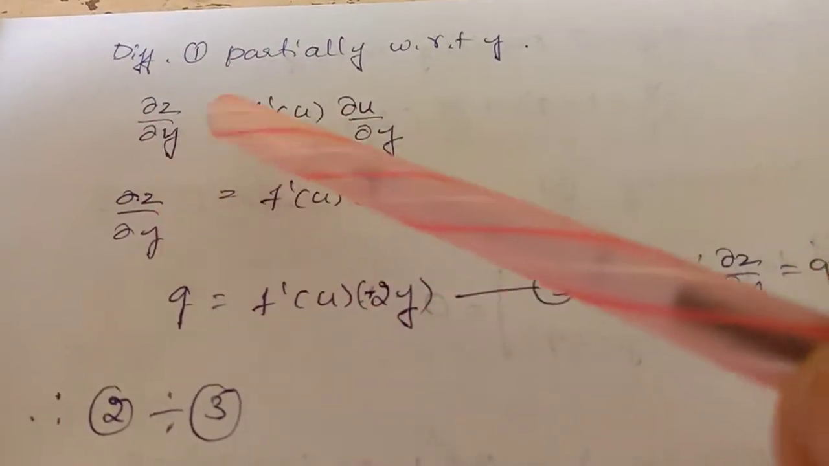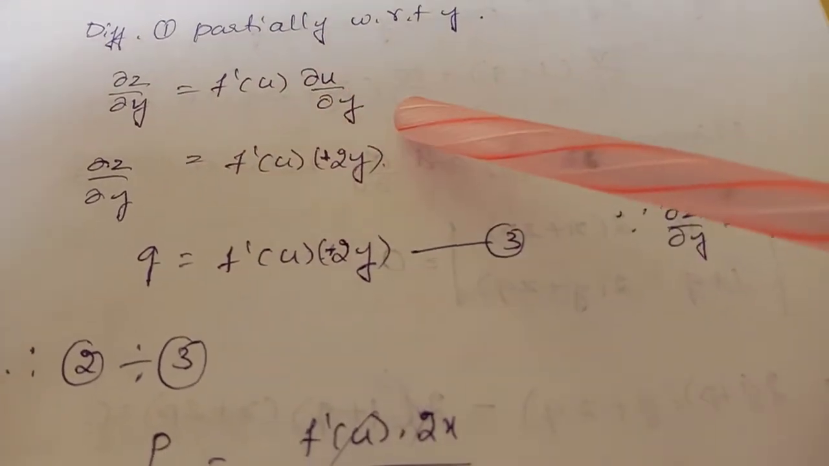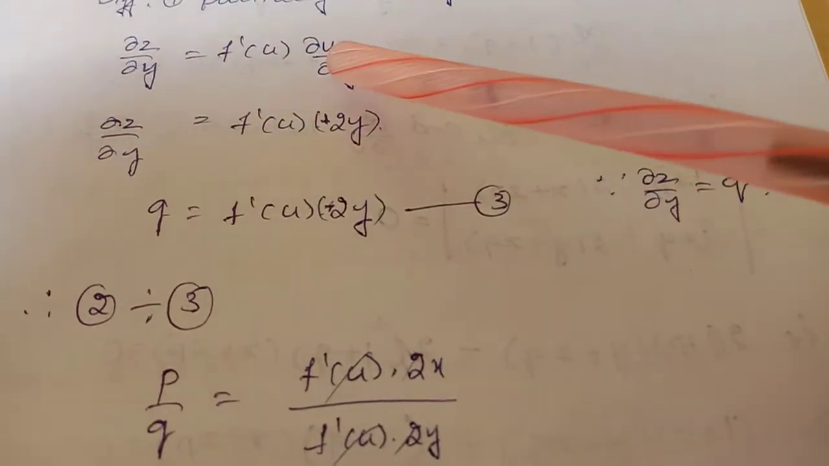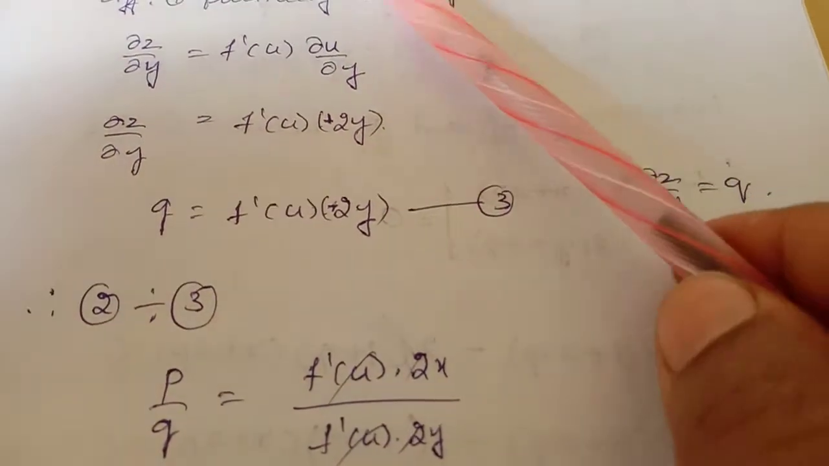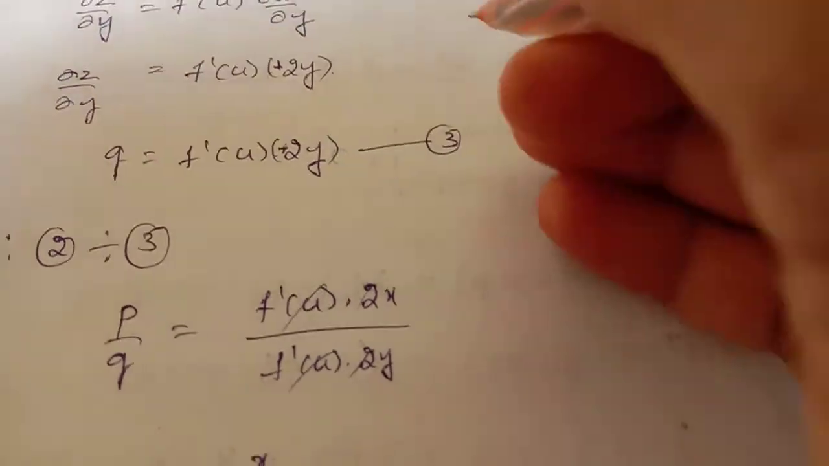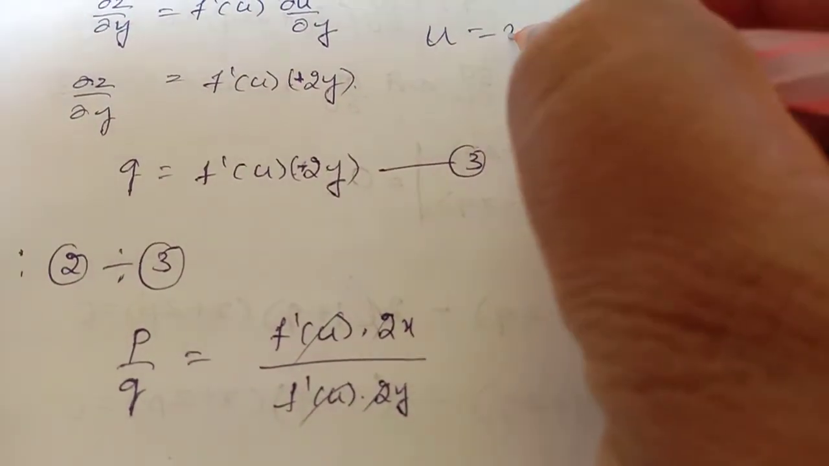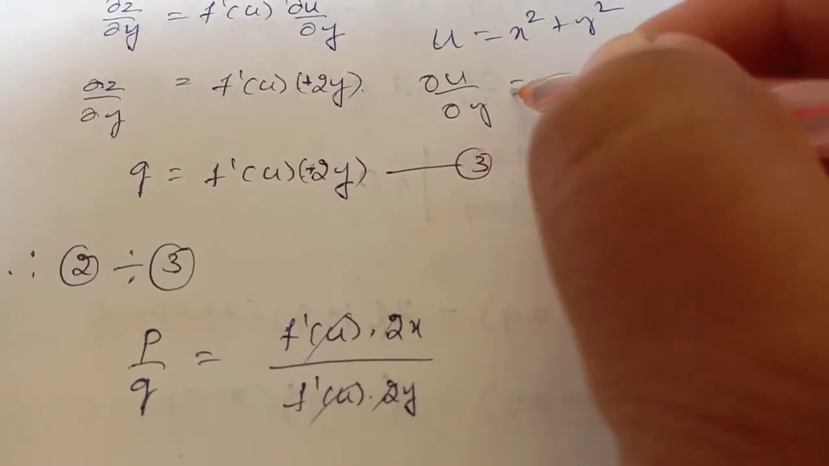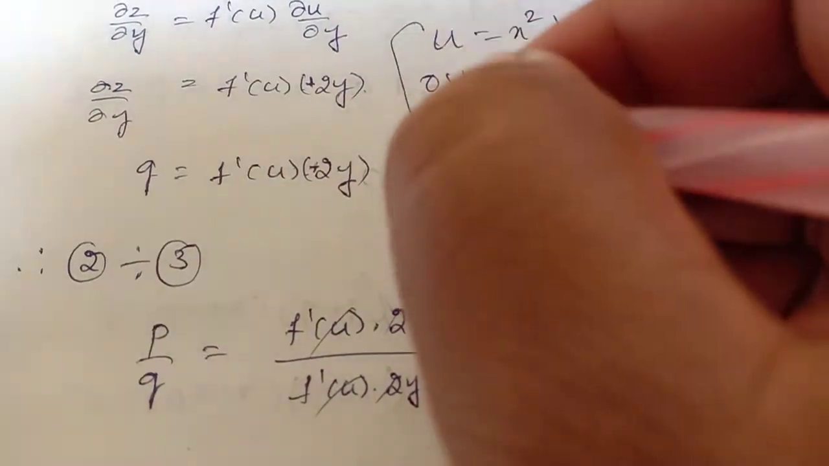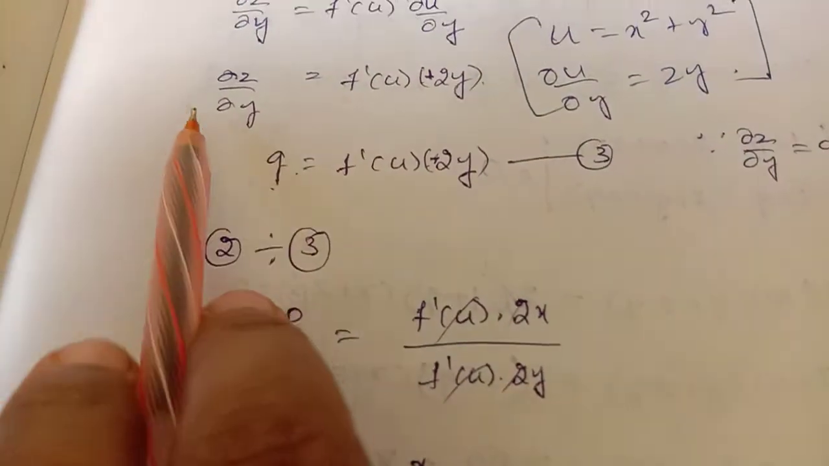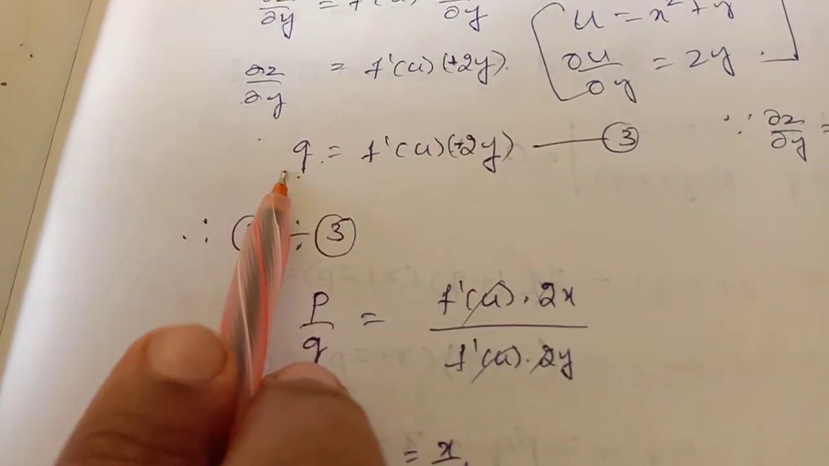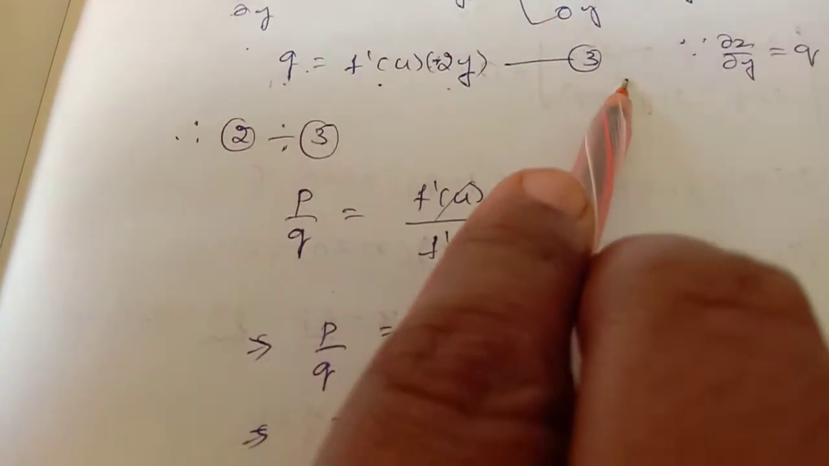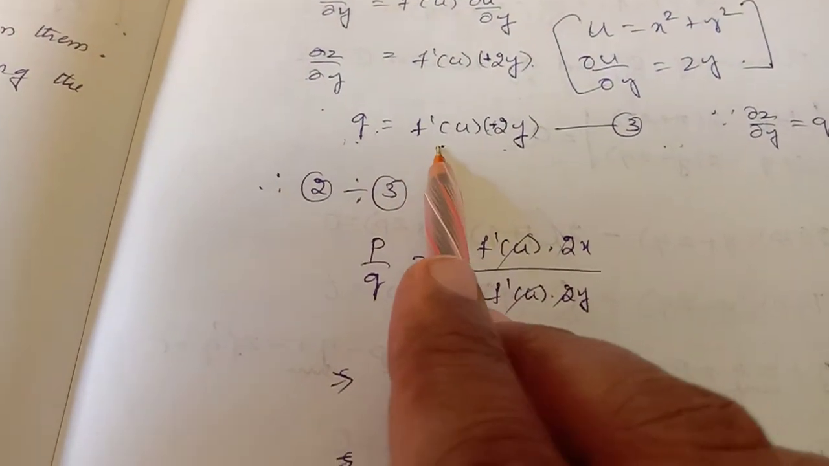Now again take this z equal to f of u, and partially differentiate with respect to y. We'll get dou z by dou y equal to f dash of u into dou u by dou y. Dou u by dou y we will get as 2y. Why? Because u equal to x square plus y square, dou u by dou y equal to 2y. This dou z by dou y we will write as q, equal to f dash of u into 2y. This is equation 3.